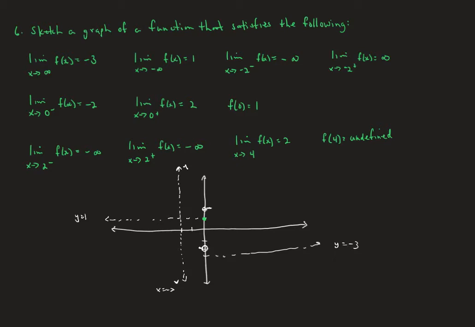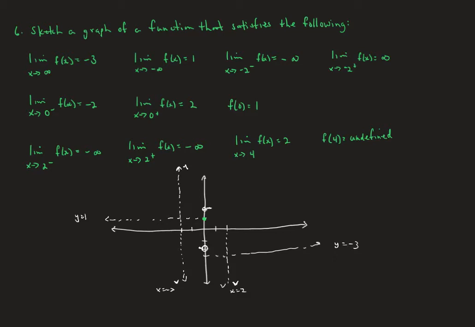Now to the third row, the limit as we approach 2 from the left is negative infinity. So we're going to have a vertical asymptote there at x equals 2. And the limit as we approach 2 from the right is also negative infinity. So it's also going to go down on the right side.